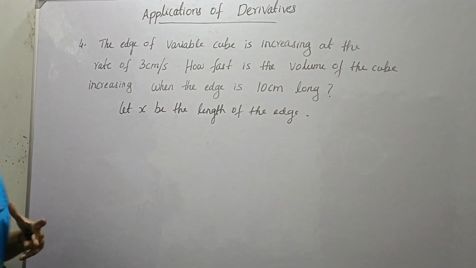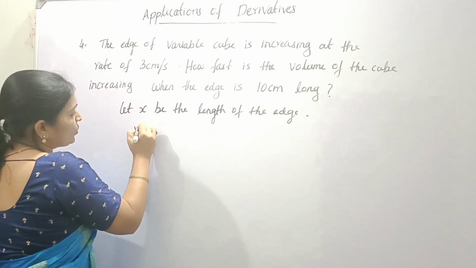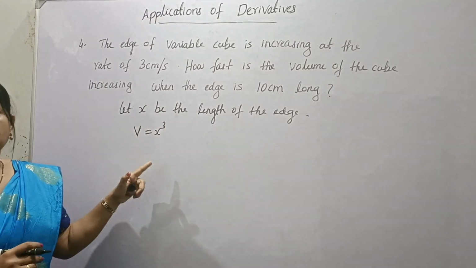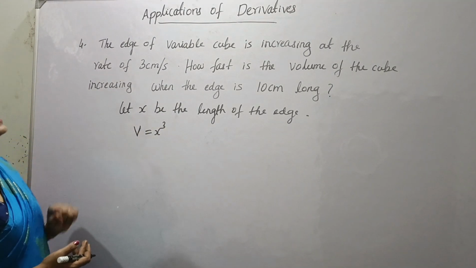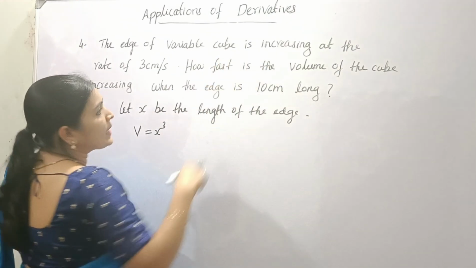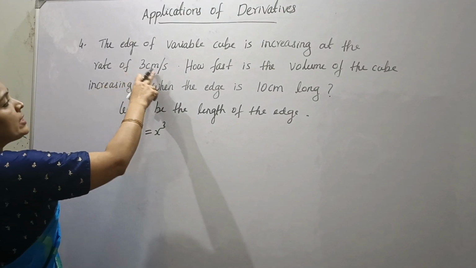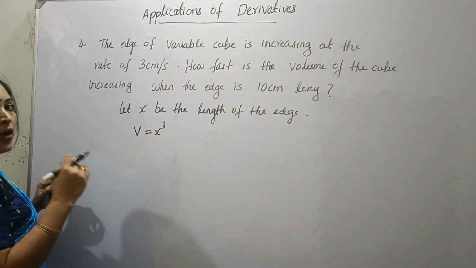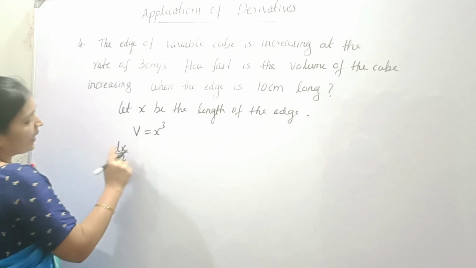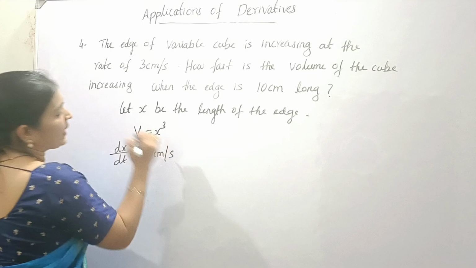And here, what is the formula? Volume of the cube. If x is the length of the edge, then v is equal to x cube. Okay, x is the side of the cube, then v is equal to x cube is the volume of the cube. So what is given? So next we will write what is given. The edge of a variable cube is increasing. Edge means side, right? Side of a cube is increasing at the rate of 3 centimeter per second. So that is the rate of change of side with respect to time, dx by dt, equal to 3 centimeter per second.